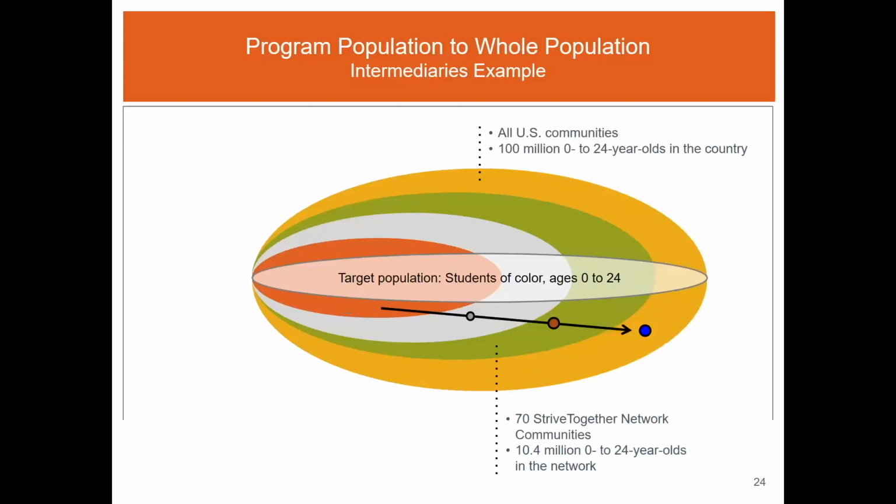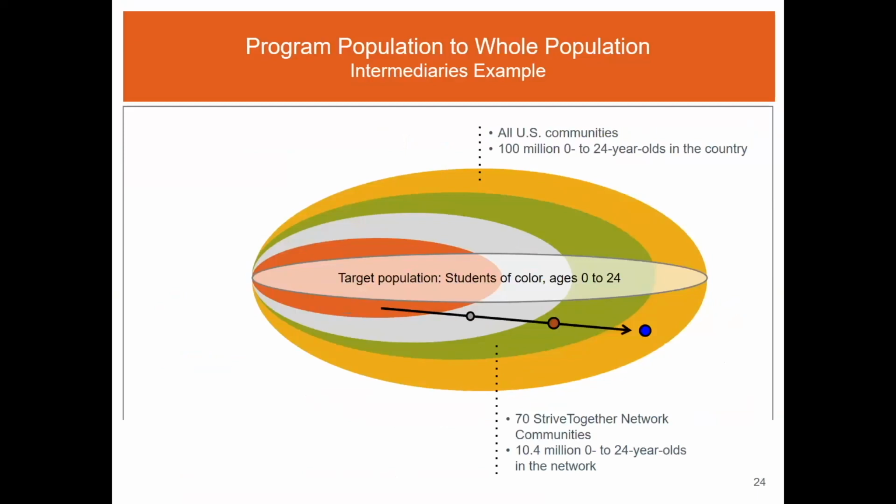This is a partner organization of ours, Strive Together, a national intermediary who works with communities across the country. But the population they're holding in mind as they do this are the 100 million 0 to 24-year-olds in this country. Strive Together seeks education and career success for these folks, and they use a cradle-to-career framework to get there. But an intermediary, as powerful as Strive Together is by itself, can't be on the hook for the success of 100 million people.